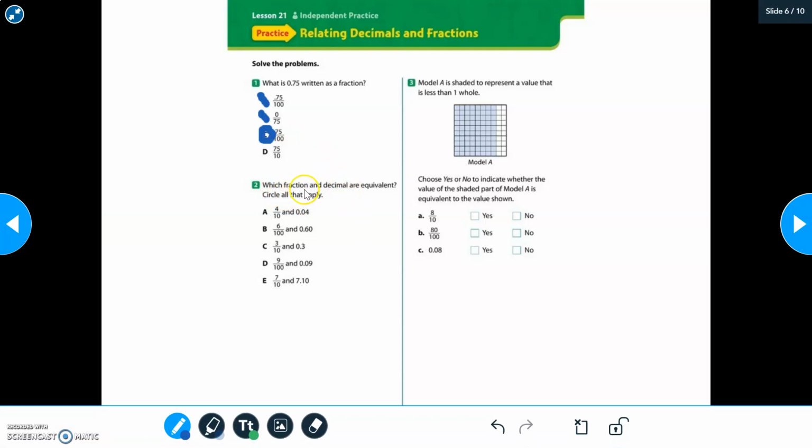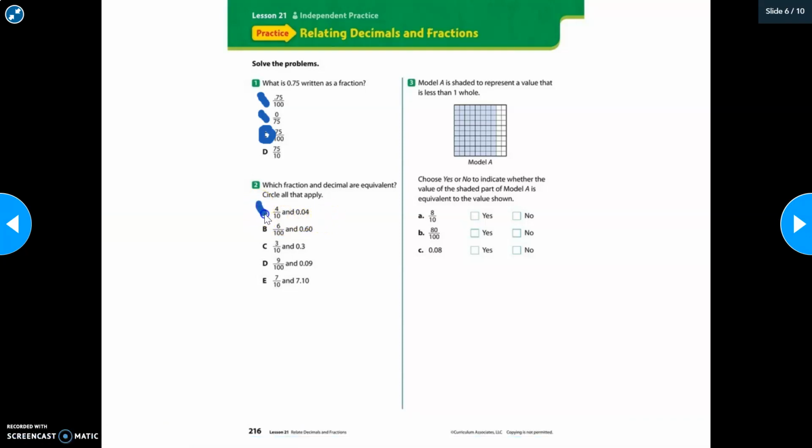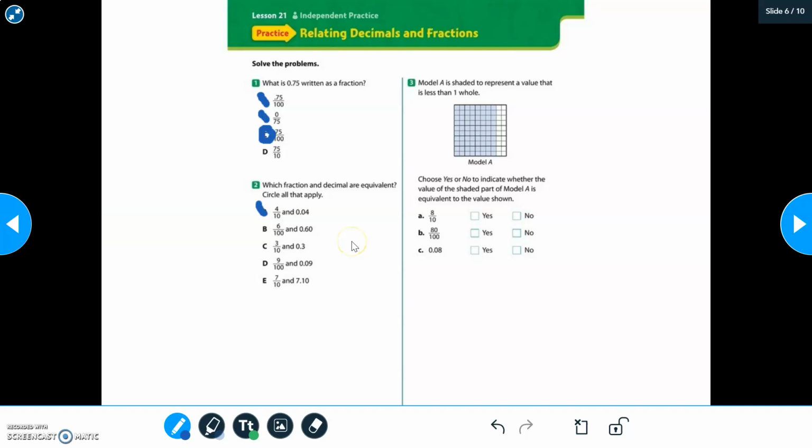It says, what fraction and decimal are equivalent? Ooh, I like this one. It says circle all that apply. All right, so this fraction says 4/10. And this decimal is saying, that's not 4/10. No, that's 0.04. So those are not equivalent. Slash and trash. We don't want it. It's not equivalent.